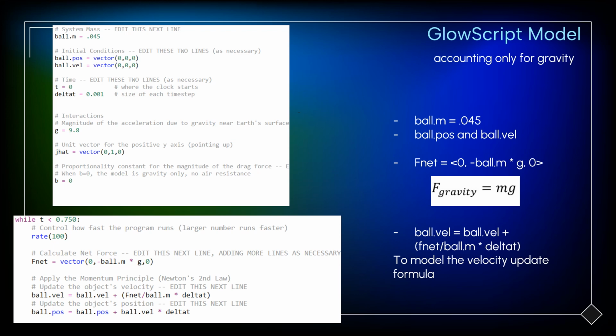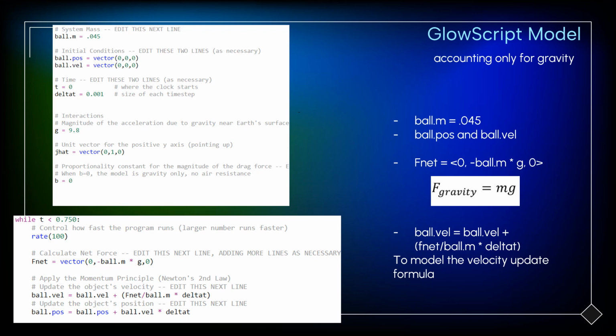Into the GlowScript model, and again, this is the one that accounts only for gravity. These are the according changes I've made. First, starting with the ball mass, which I changed to match the weight of our paper ball. And next, I made the ball position and the ball velocity vector the 0 vector, to match my initial condition. Down here, I've changed Fnet to account only for gravity in the y direction, because this is the only force acting on the ball per this model. And of course, this is based on F equals mg, the formula for weight.